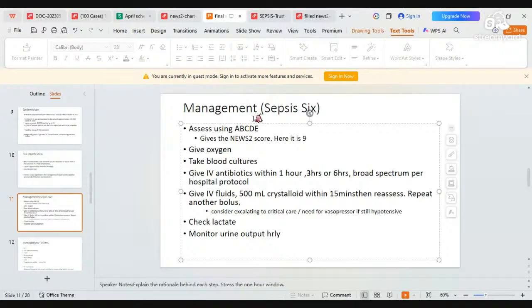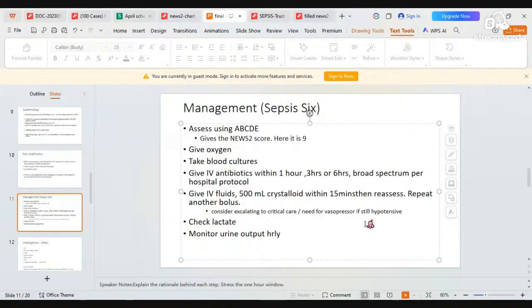Mind you, our patient is also very hypotensive. She had a blood pressure of 80 over 40 millimeters of mercury. So we want to give her IV fluid as well immediately. So we ought to have, in our ABCDE assessment, inserted a wide bore cannula for this patient, except otherwise stated. Now you want to give her fluids, 500 milliliters of fluid given over 15 minutes.